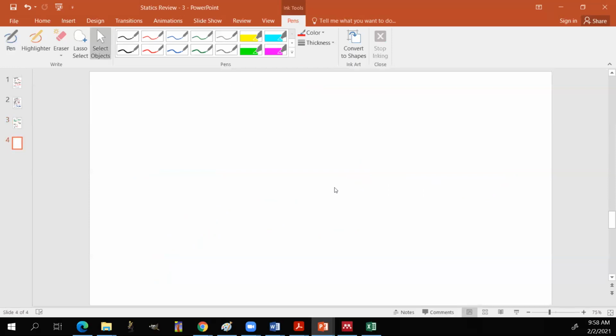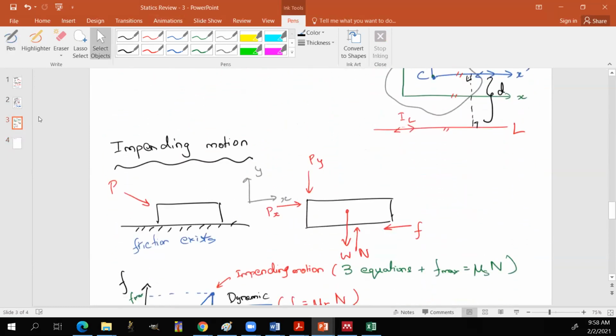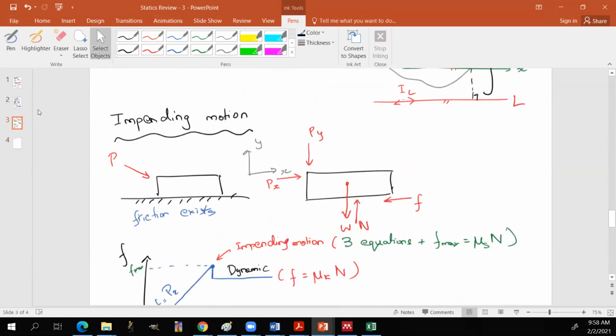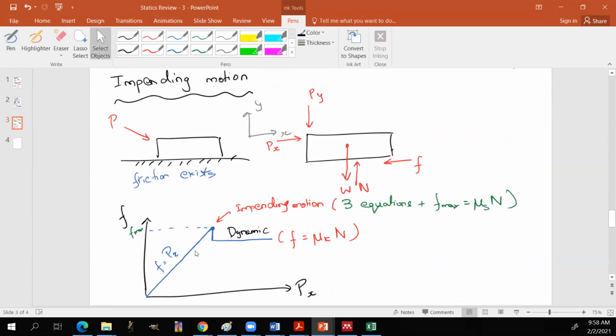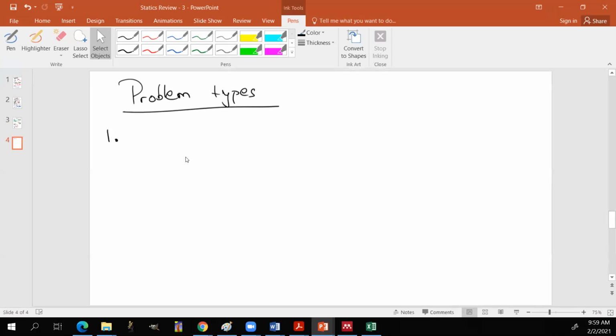All right, good stuff. So the kind of problems that you see: when you're dealing with these friction problems, you don't know where you are along this curve. You don't know if you're in the static part or the kinetic part. So you have to go and solve the problem to figure out where you are.